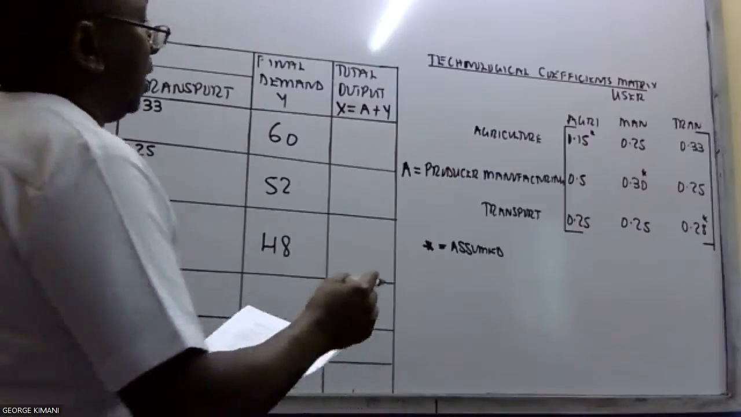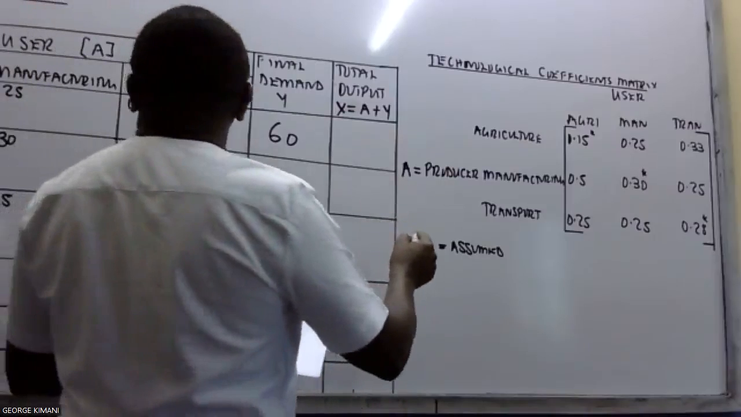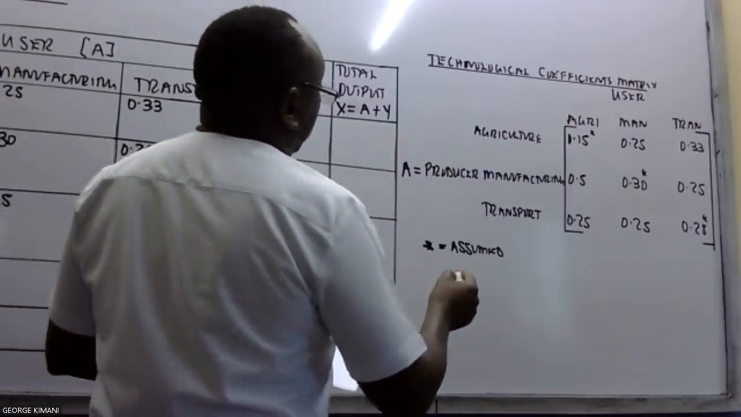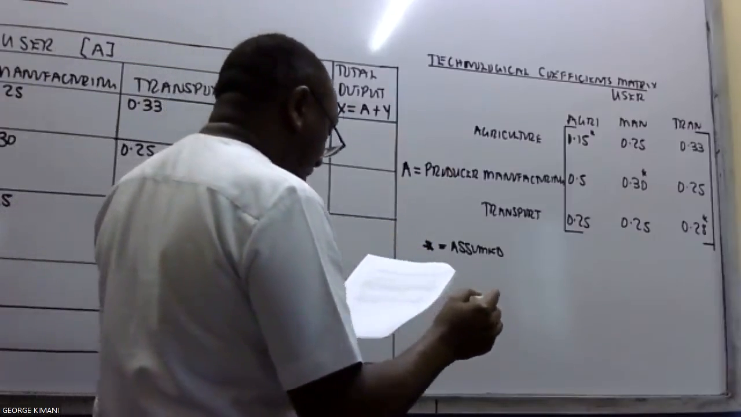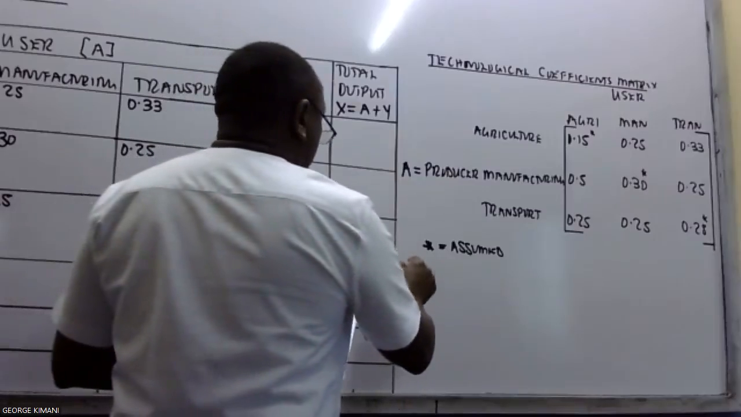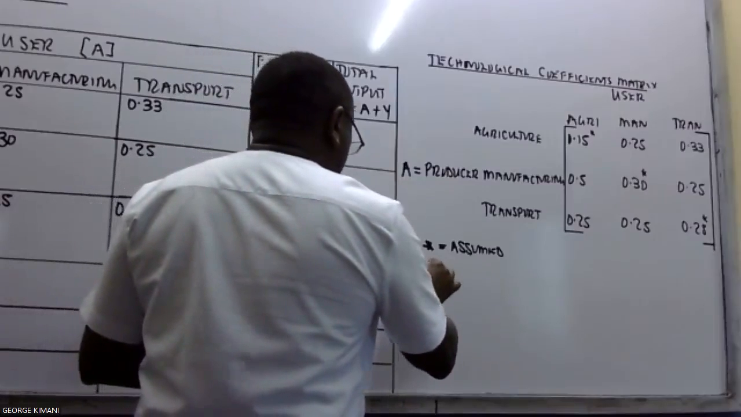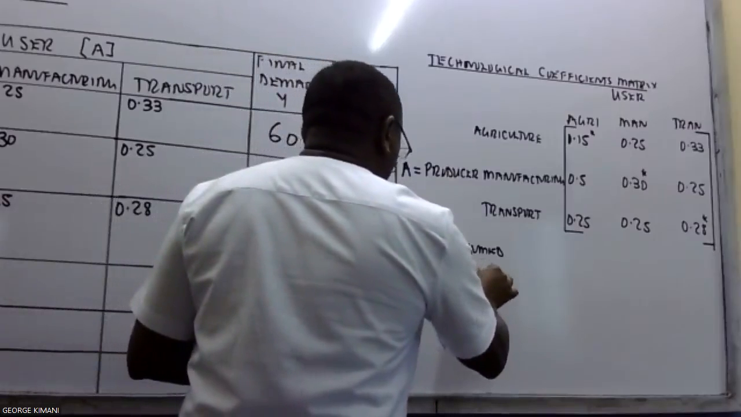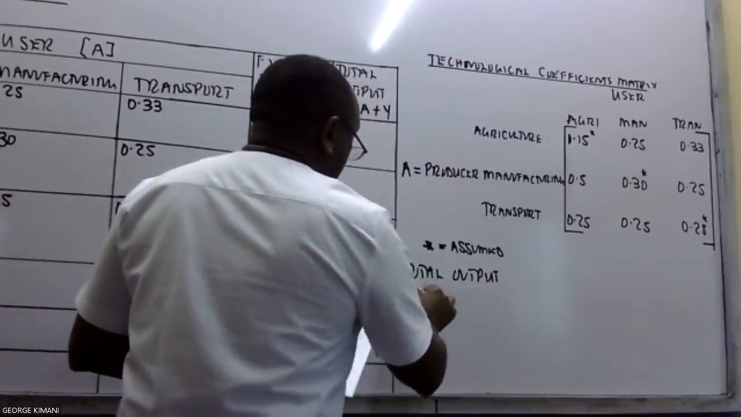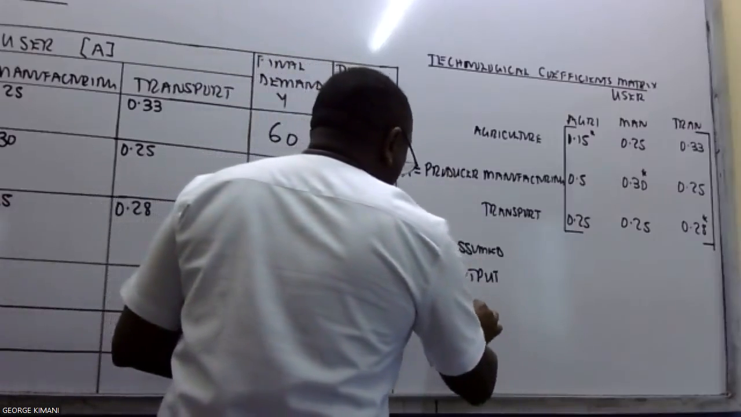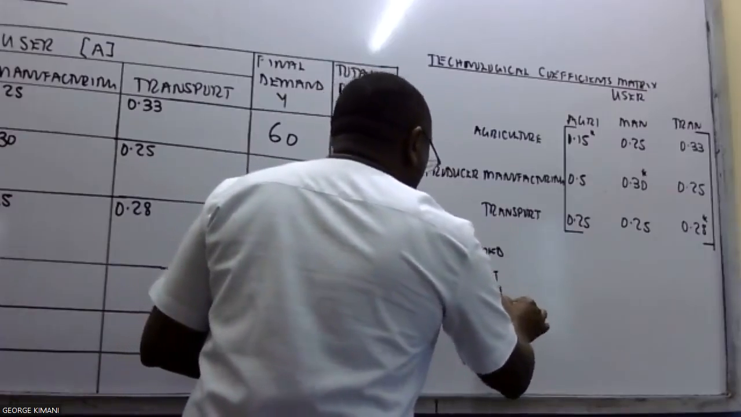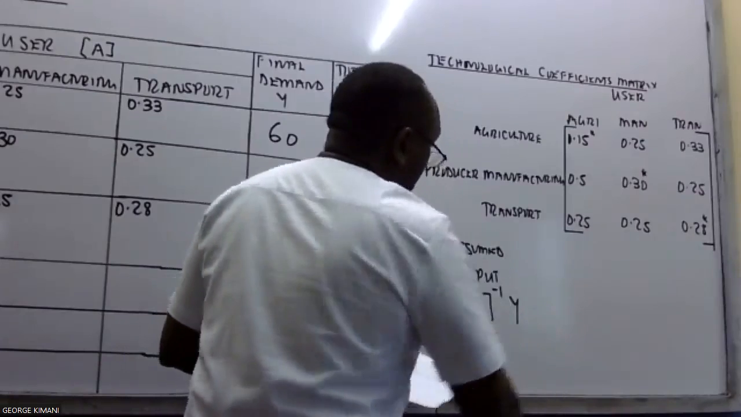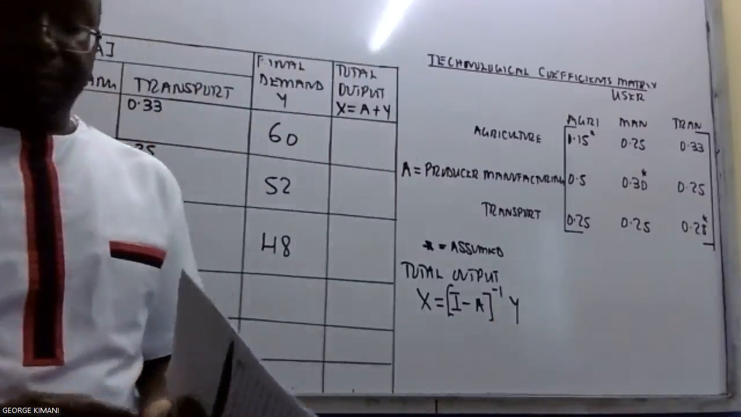Okay. So, when you're told to determine the output, we are going to say total output. Total output X is equals to I minus A inverse multiplied by Y. Okay.